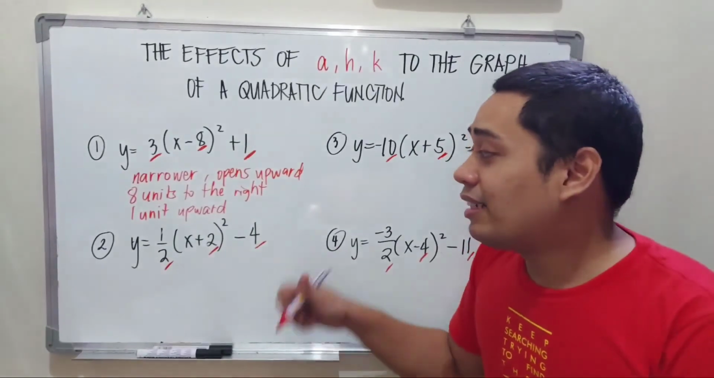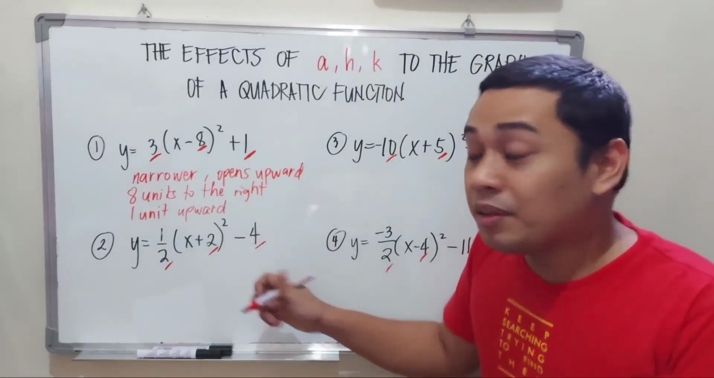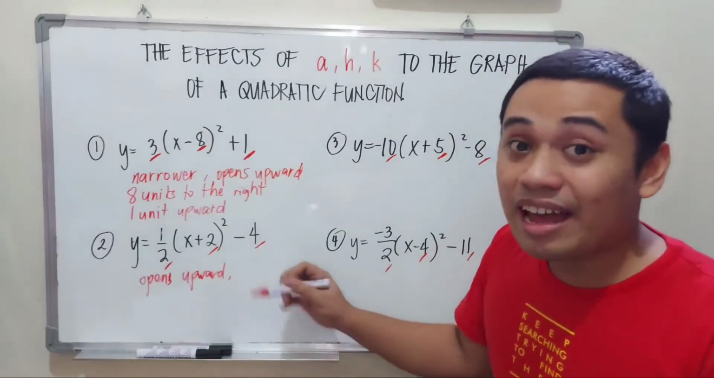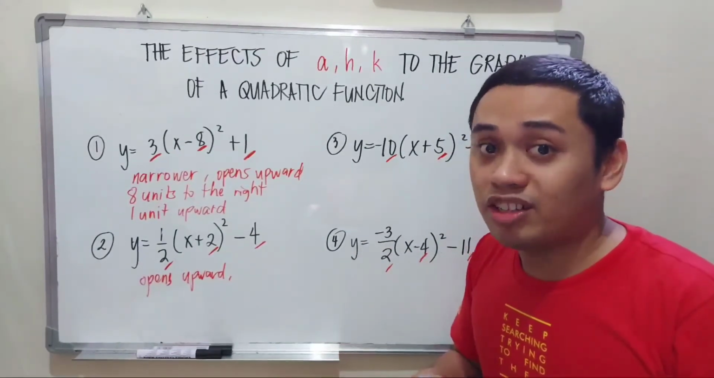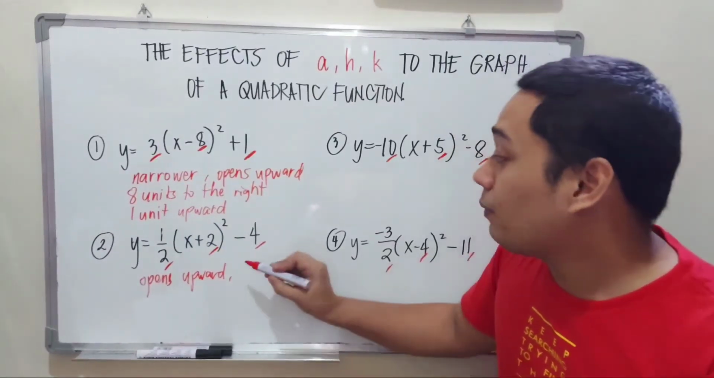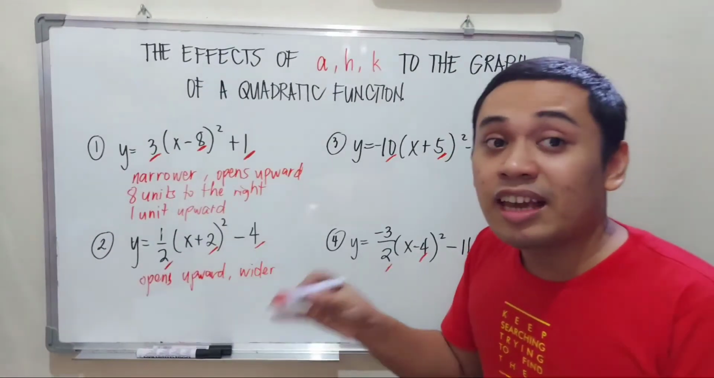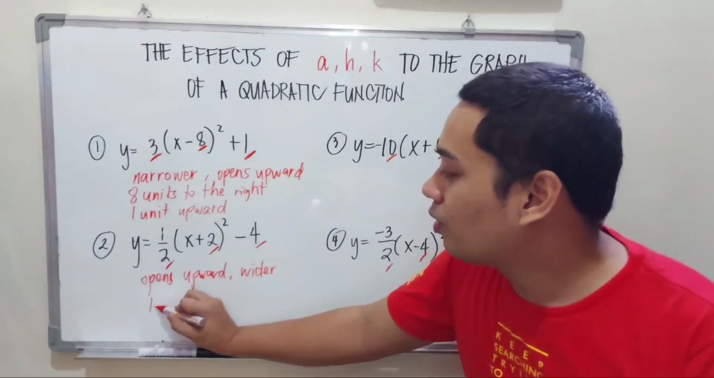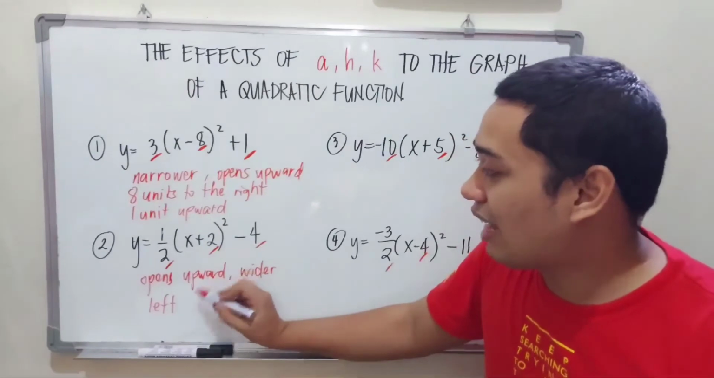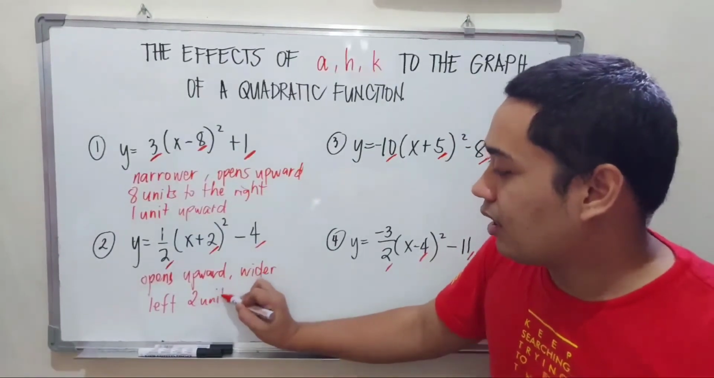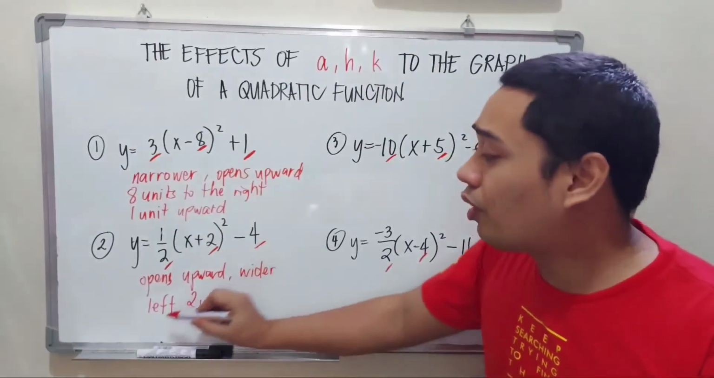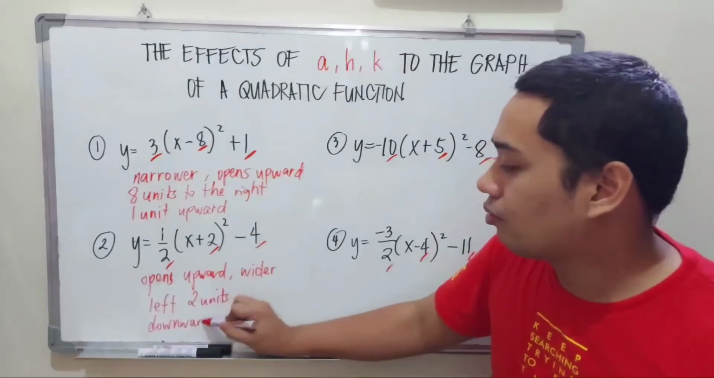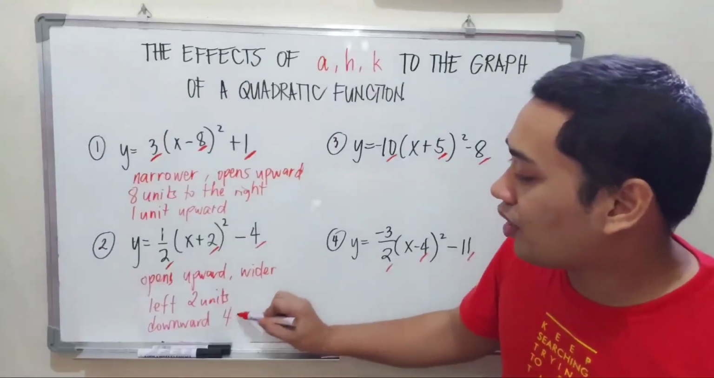So, number 2 naman, we have y is equal to 1/2. Positive uli siya, so opens upward. 1/2, mas maliit yung absolute value niya sa 1. Therefore, wider siya. Then, x plus 2, meaning negative yung h natin. So, to the left, ilan? 2 units. And minus 4, kaya downward, ilan? 4 units.